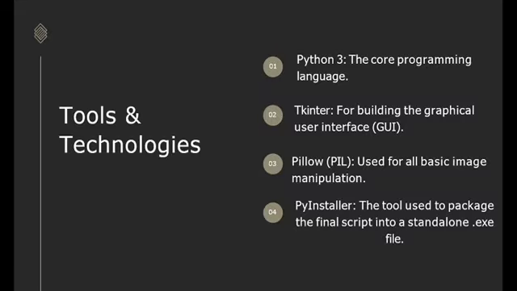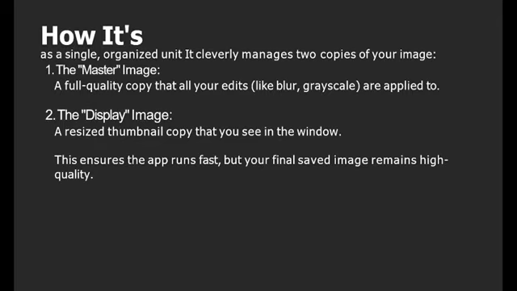Tools and technologies. We have used Python 3 as the main programming language. For the graphical user interface, we used Tkinter. For editing functions like grayscale and blur, we used the Pillow library. For the sketch effect, we used OpenCV, which is a computer vision library. And at the end, we packaged the project into a standalone .exe file using PyInstaller so that anyone can run the application without installing Python.